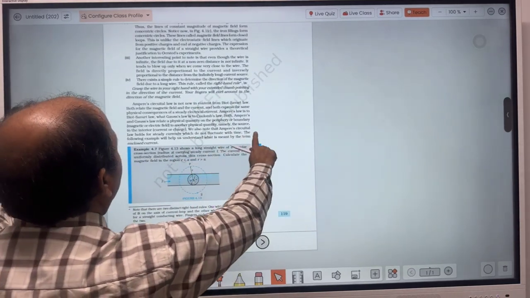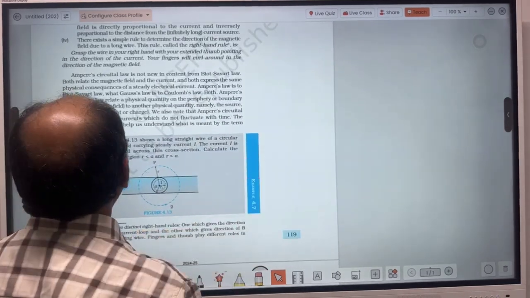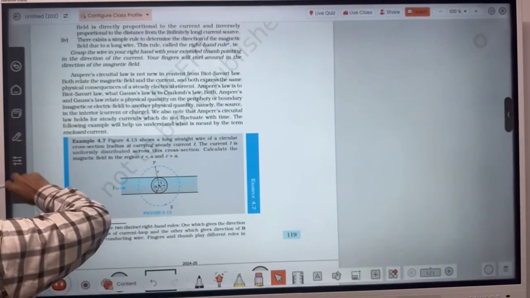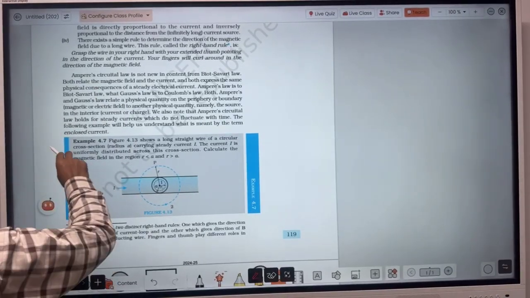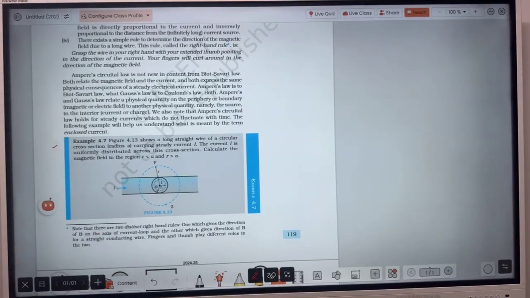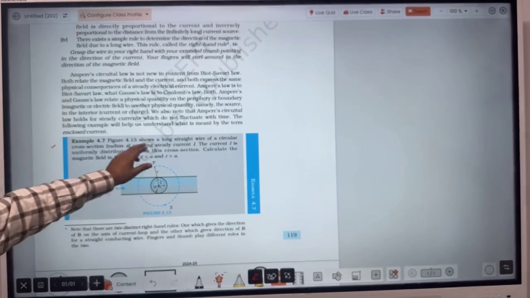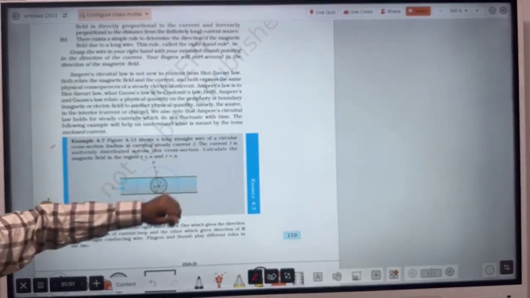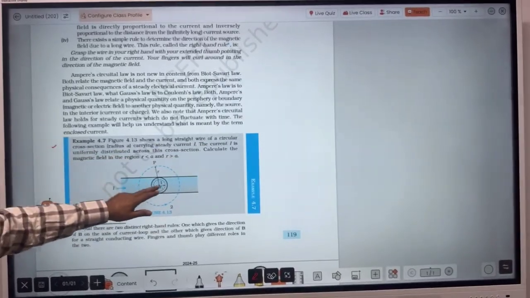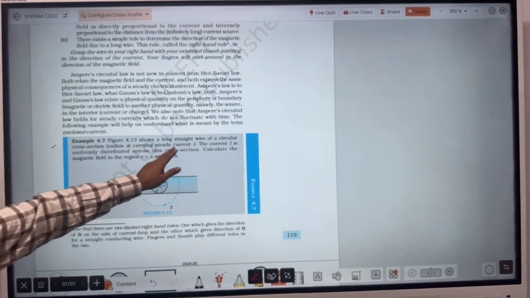Now here there is one very important question. This is frequently asked in board exam, in school tests, etc. So read it carefully. Let's try to understand what is there. So figure 4.1 shows a long straight wire of circular cross section, radius a, carrying steady current I.